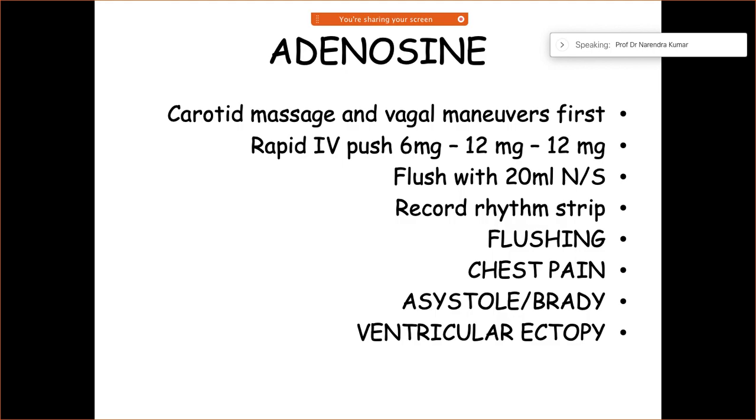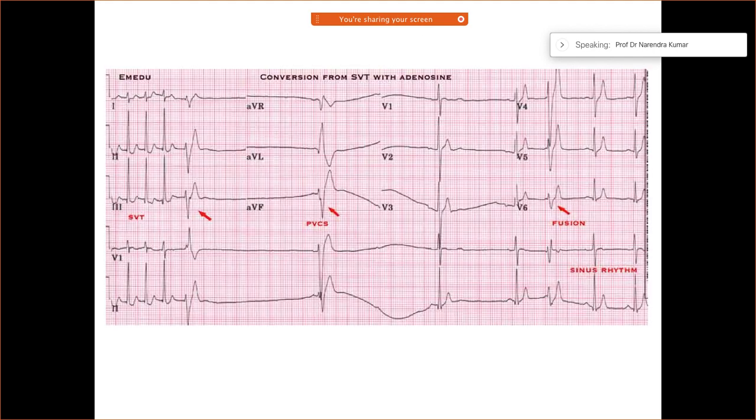So there's a step up theory for how you should be using this drug. For example, start with 6 milligram, going to 12, going up to 15 as well, and always followed by a quick NS flush. And in the meantime, whenever you are giving this drug, keep recording the ECG rhythm. Yes, sometimes the patient may complain of chest pain, or may even have ventricular ectopy sometimes. So if you look carefully, this is the classical response with adenosine, what you notice over here.